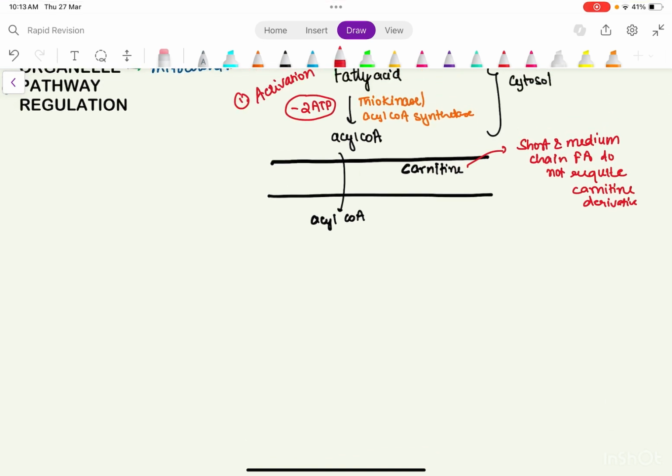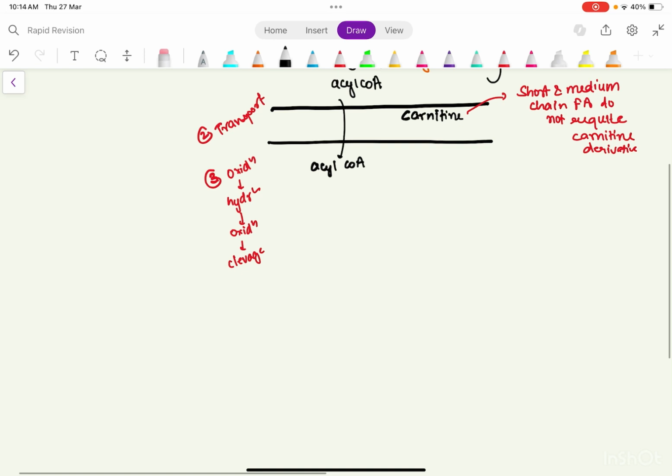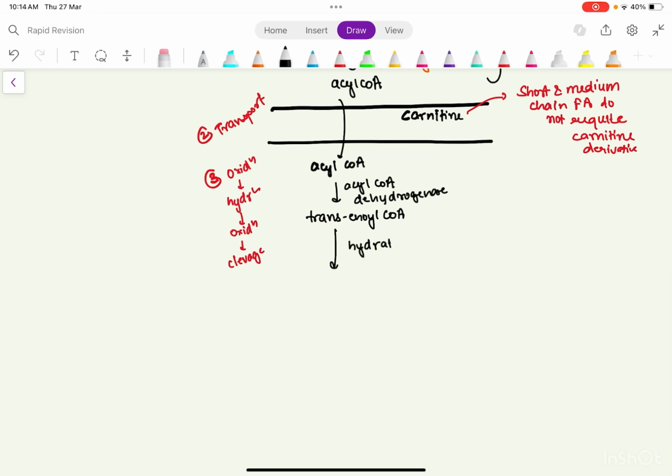The second step I told you was transportation, so this is also done. Now the third step is oxidation, then hydration, then oxidation, and then cleavage. Let's go through the steps. Now acyl CoA is converted into trans-enoyl CoA by the action of the enzyme acyl CoA dehydrogenase. This is oxidation.